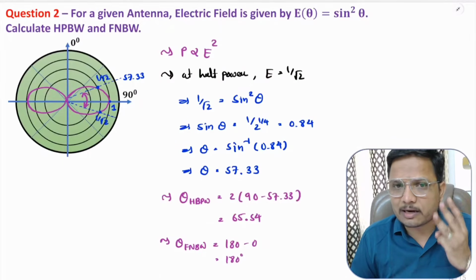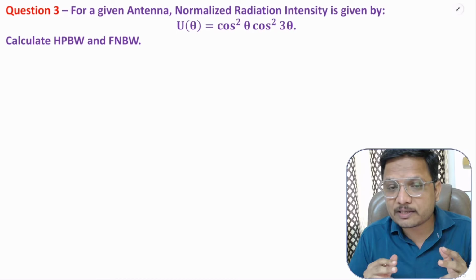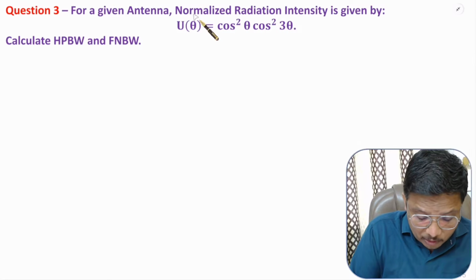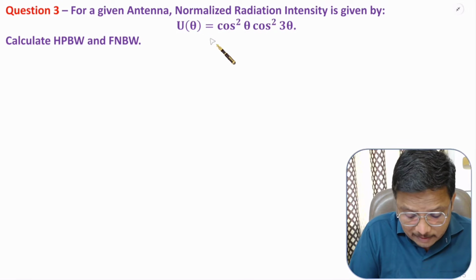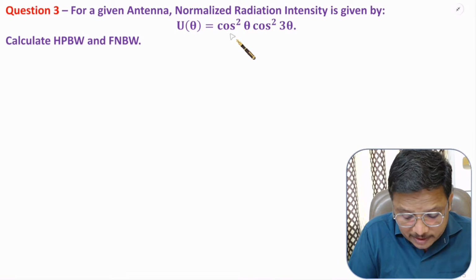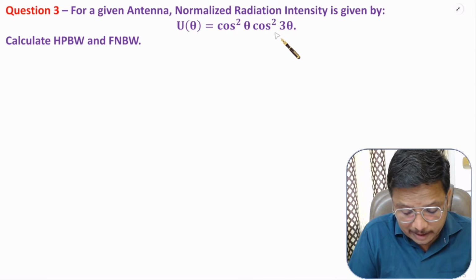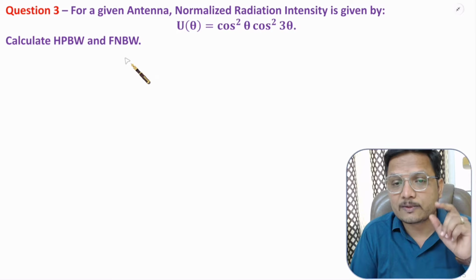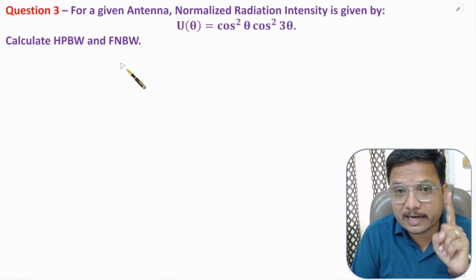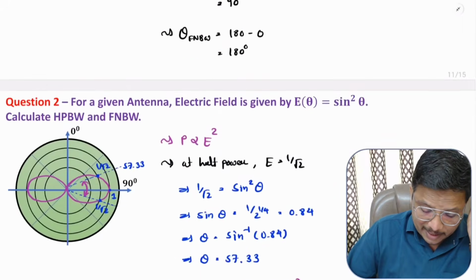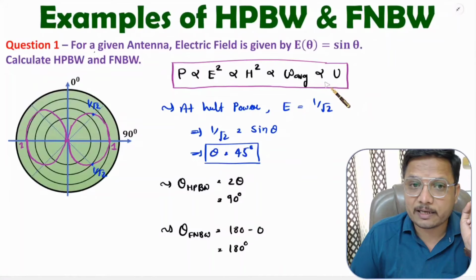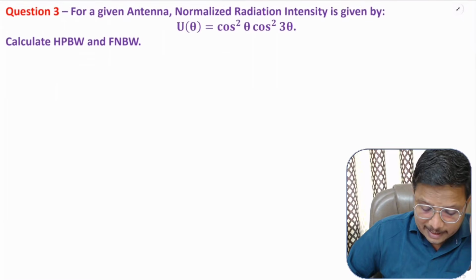Now let us solve the third interesting question. The third question is based on calculation of half power beam width and first null beam width from radiation intensity. If you observe here, the normalized radiation intensity that is given is u of theta equals cos square theta into cos square 3 theta. And based on that, we need to find half power beam width and first null beam width. So first of all, you should know the relation of power and radiation intensity. In first problem, I have explained that, right? Power is directly proportional to radiation intensity. So based on that relation, we can easily identify this.